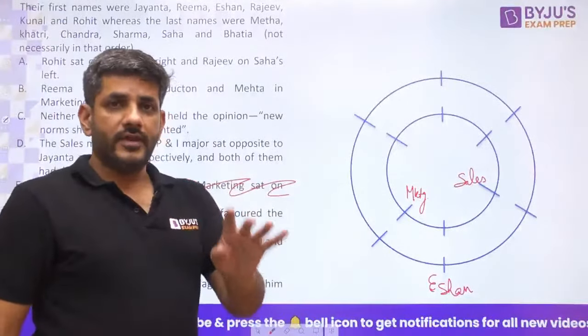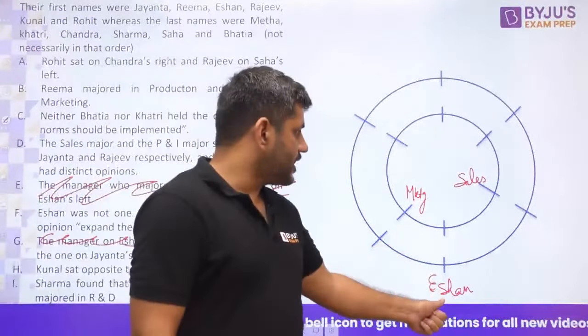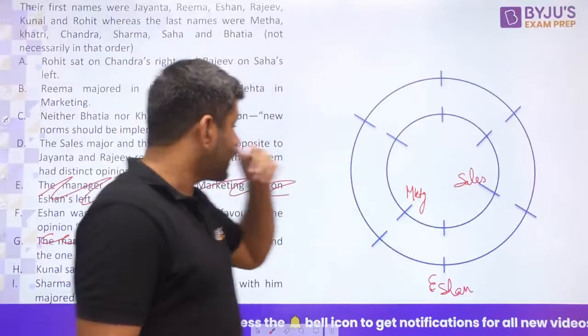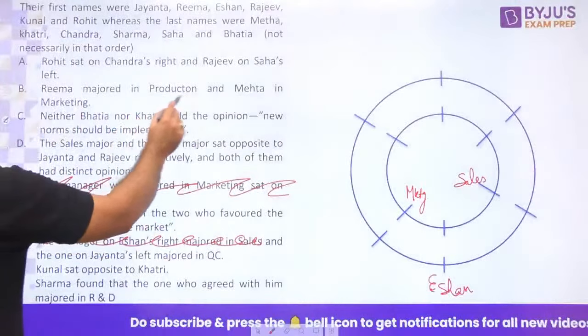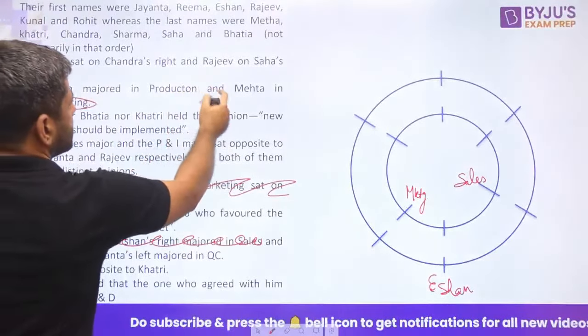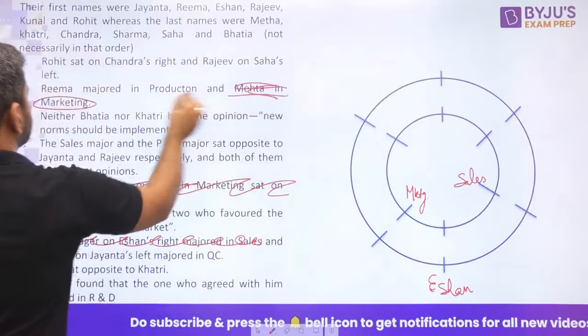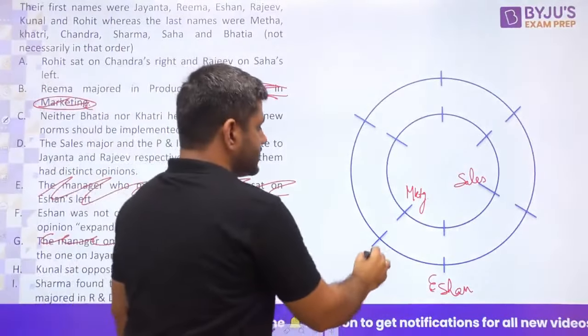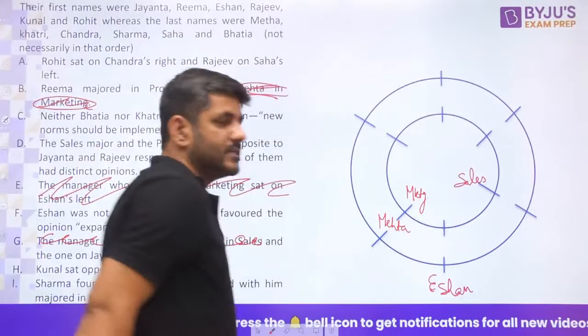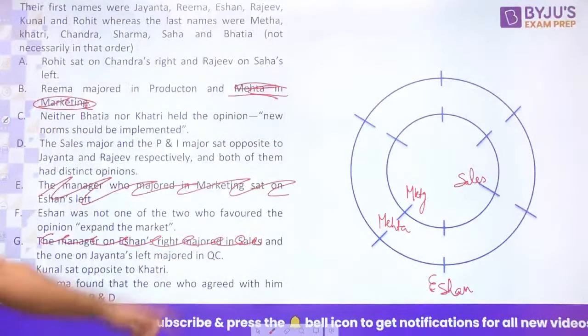So till now we have got 3 informations about Ishan, marketing, sales. Now look for any of the 3. Marketing, sales कहां पर है? ये रहा marketing. ठीक है, रीमा majored in production and Mehta in marketing. So let's use this, that Mehta majored in marketing. So I am writing Mehta over here because Mehta majored in marketing. Used it. What about sales guy?